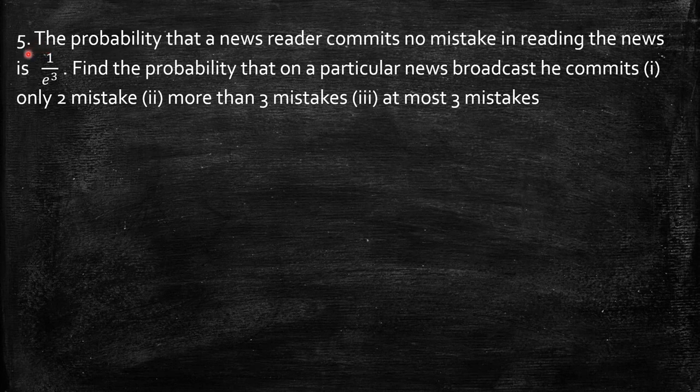Next, problem number 5. The probability that a news reader commits no mistake in reading the news is 1 by e power 3. Find the probability that on a particular news broadcast he commits only 2 mistakes, more than 3 mistakes, at most 3 mistakes. So here the probability that a newsreader commits no mistake is given. That means P of 0 is given, which is nothing but e power minus 3.